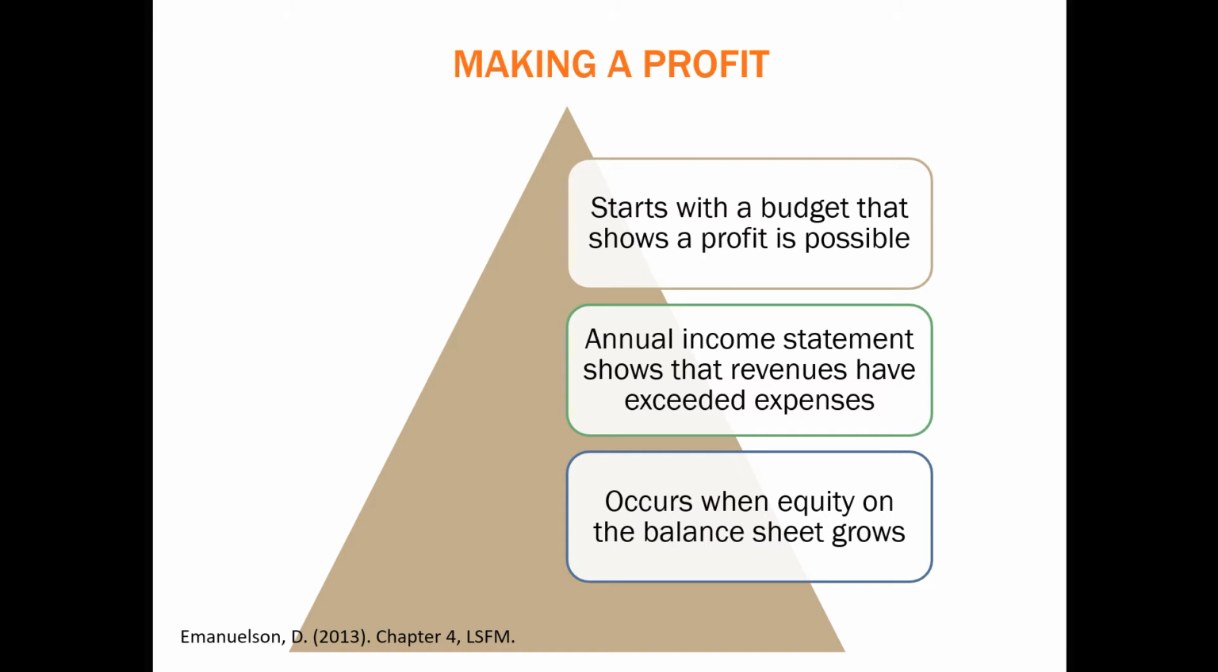Obviously, in a company, you want to be making a profit. So this starts with a budget that shows a profit is possible. You need to be pretty sure you're going to be able to make a profit. Making a profit also means that your annual income statement shows that your revenues, the things that you take in, have exceeded your expenses, the things that go out, obviously. And you also make a profit when equity on the balance sheet grows, so as the value of your company is increasing.